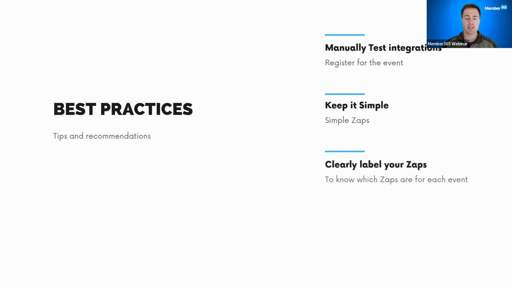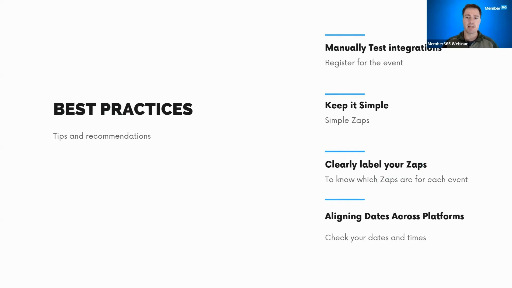Make sure you're clearly labeling your zaps. So you've got your registrants zap, you've got your attendees zap, and making sure that they're labeled for that specific event, that kind of thing. It keeps things easy and makes sure that you're able to find that zap down the line in the future if you need to.